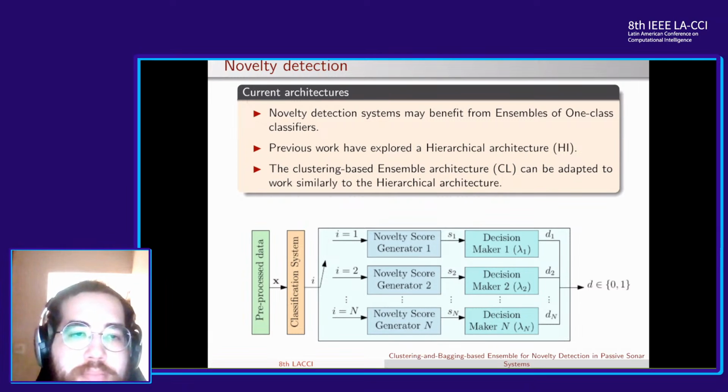A similar approach, the clustering-based ensemble architecture, has been proposed and adapted to our problem. The clustering ensemble architecture comprises cluster selector modules in opposition to the classifier module adopted in the hierarchical architecture. Thus, instead of partitioning the data space into individual classes, a set of clusters may lead to a more refined class partitioning.